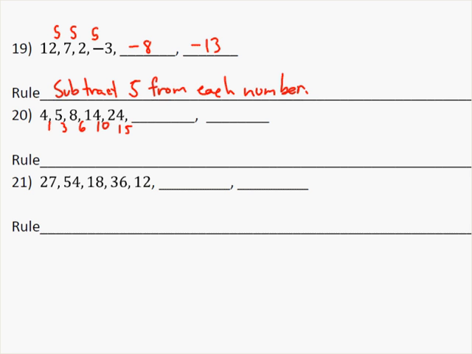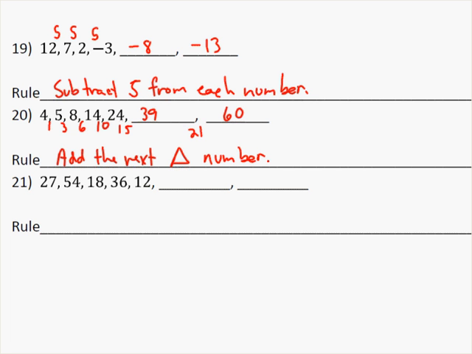So 24 plus 15 is 39. The next triangular number is 21 because you got to do 15 plus 6. That's going to be 39 plus 21 is 60. So your rule is add the next triangular number.